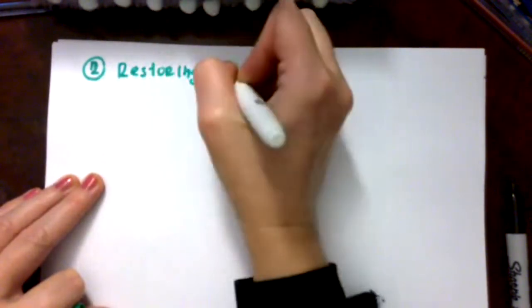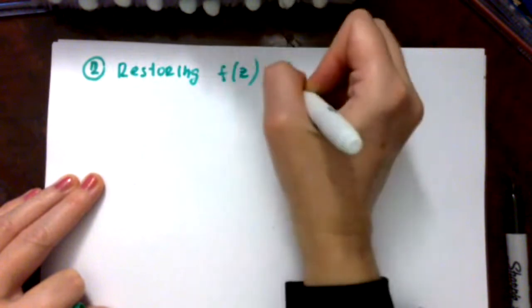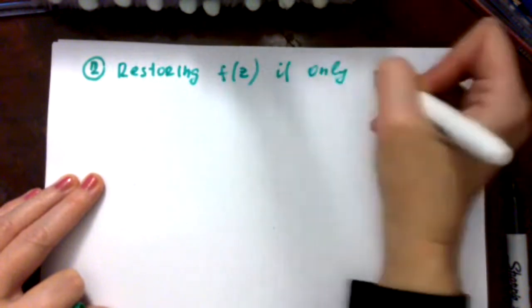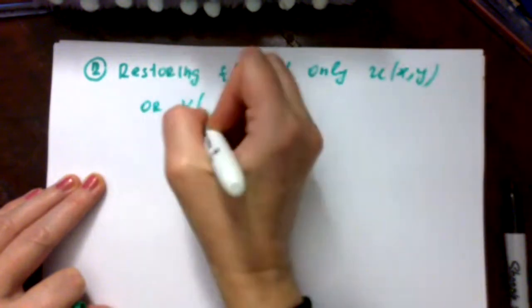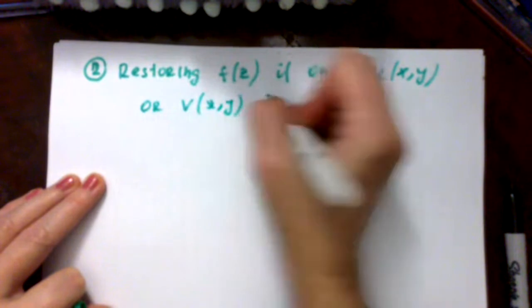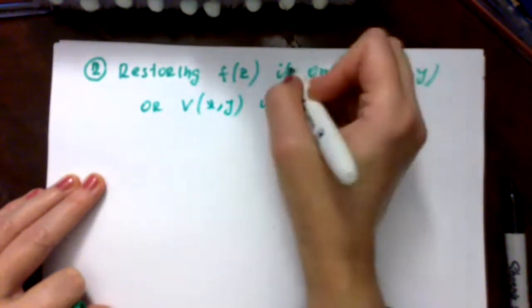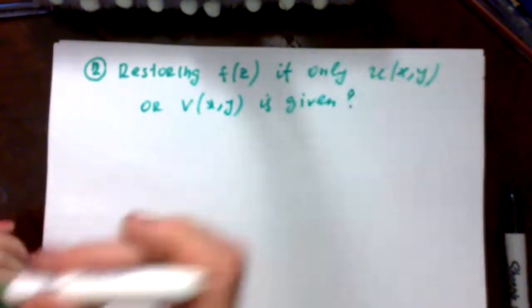What if we are given u or v, one of these? Is it possible to restore the function f of z? So let's call it topic number two, and we should write a title: restoring function f of z, if only u of x y or v of x y is given. So it's very interesting. Is it possible at all?